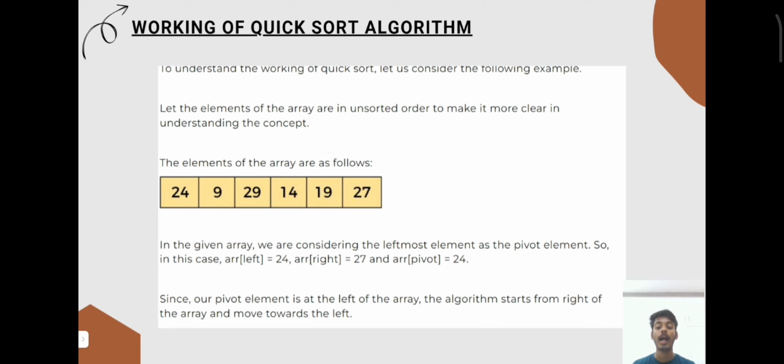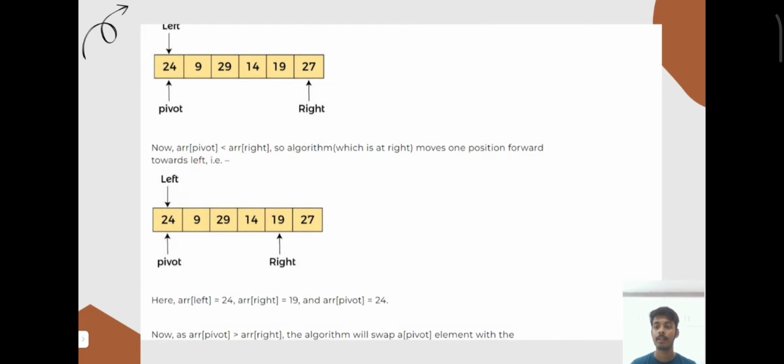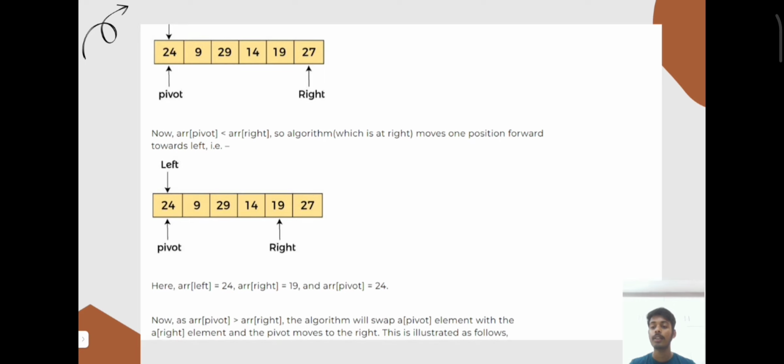So in this case, array of left is equal to 24, array of right will be 27 and array of pivot will be 24. Since our pivot element is at the left of the array, the algorithm starts from the right of the array and moves towards the left. As you can see in the above diagram, now array of pivot is less than array of right. So the algorithm at the right moves one position forward towards the left. You can see that in the below picture.